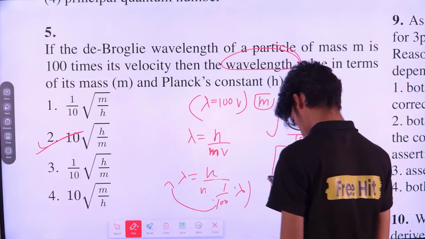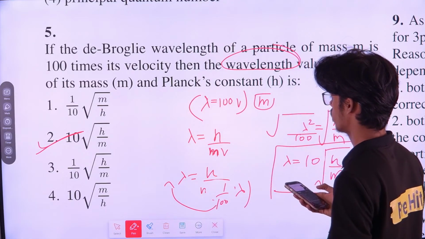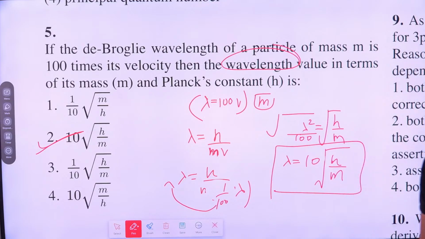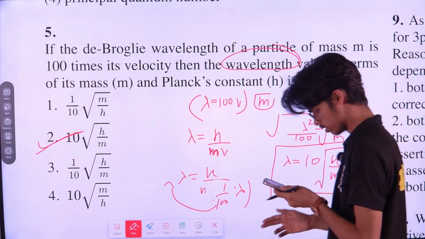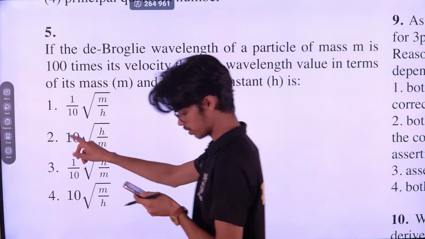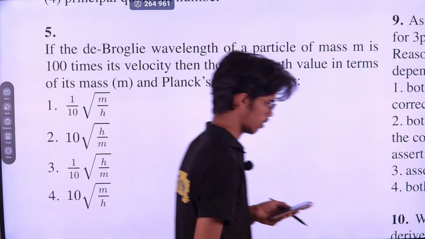Got it? So let's see. Fifth, option 1. How did you get option 1? Option number 1 is not the right answer. Option number 2 is the right answer, Shraddha. Priya, you have not answered this question, try to answer it. Okay, got it? So option number 2 is the right answer. Now let's go on to the next problem.